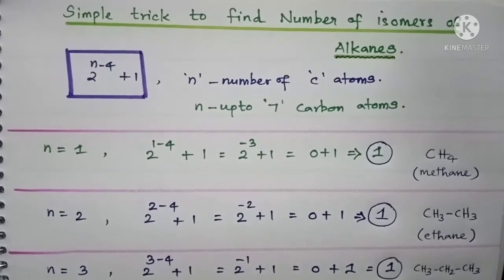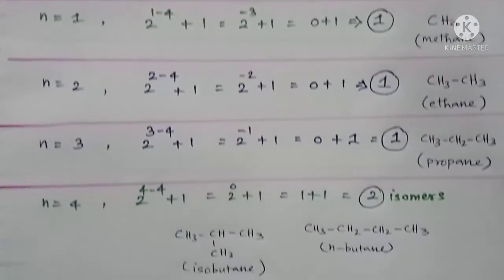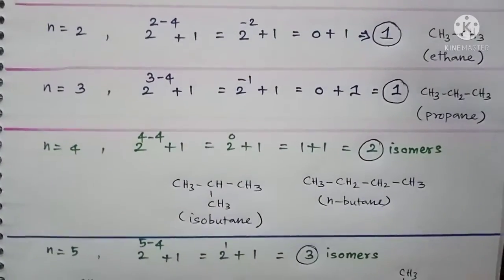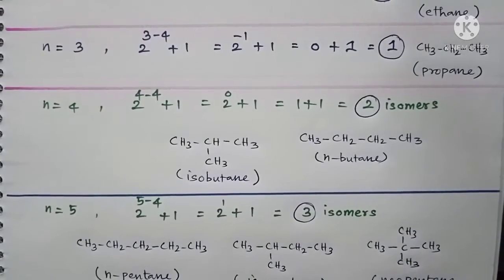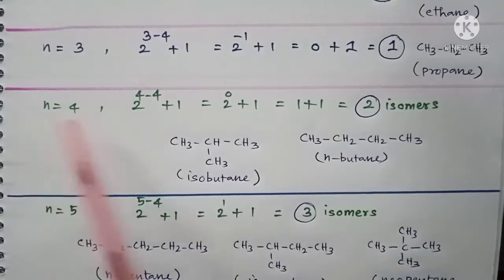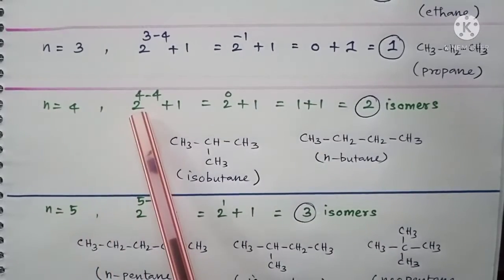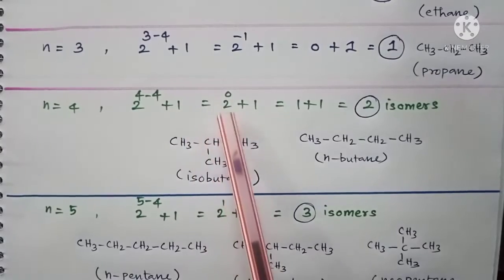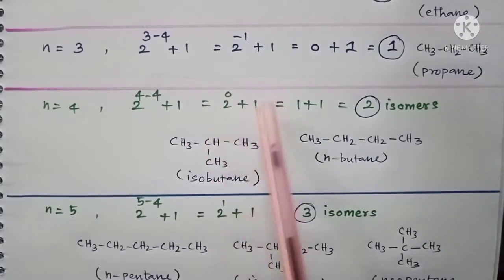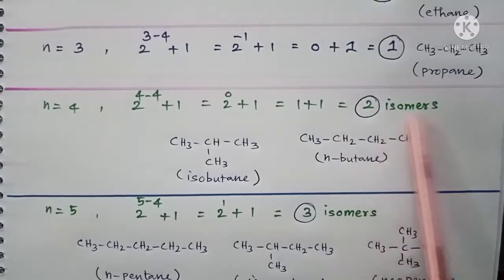So even for propane, there is only one isomer possible. Now we move on to the fourth member of the alkanes, which is butane. First let us calculate the number of isomers for butane. The n value is 4. When we substitute, I get 2 power 4 minus 4 plus 1, which is 2 power 0 plus 1. Anything power 0 is 1 only. So 1 plus 1, I get 2 isomers.